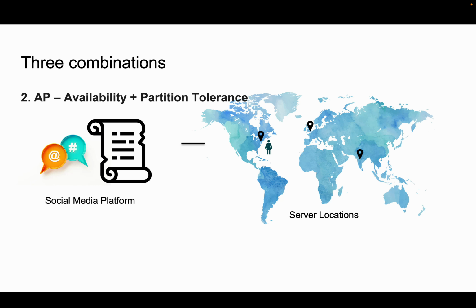Now the second combination that we have here is the AP, availability plus partition tolerance. So in AP system, we can take the same example again of a social media platform, where we have built a social media platform and the servers are located across the world, New York, London and New Delhi.